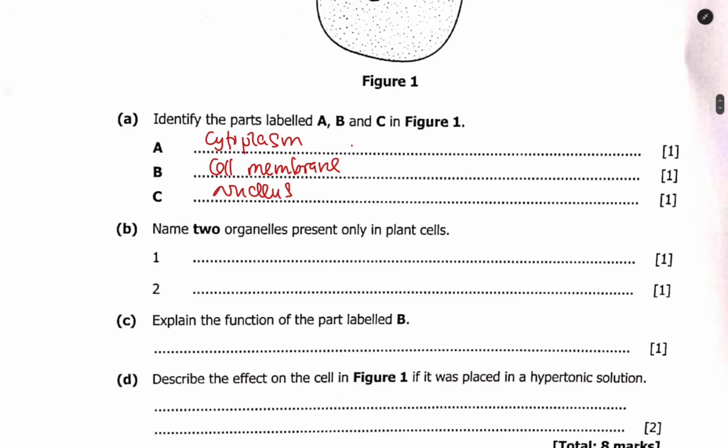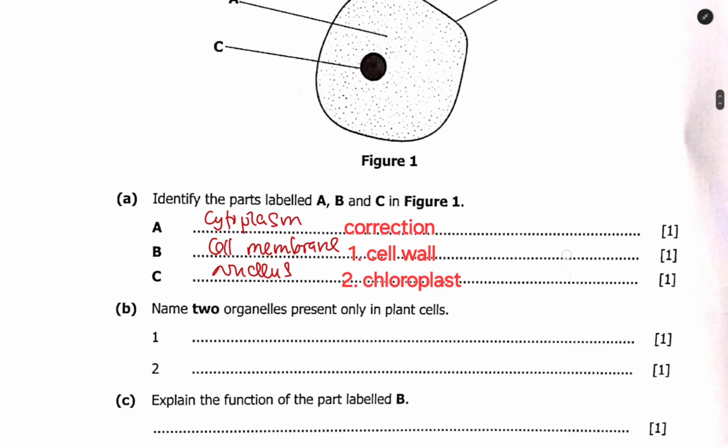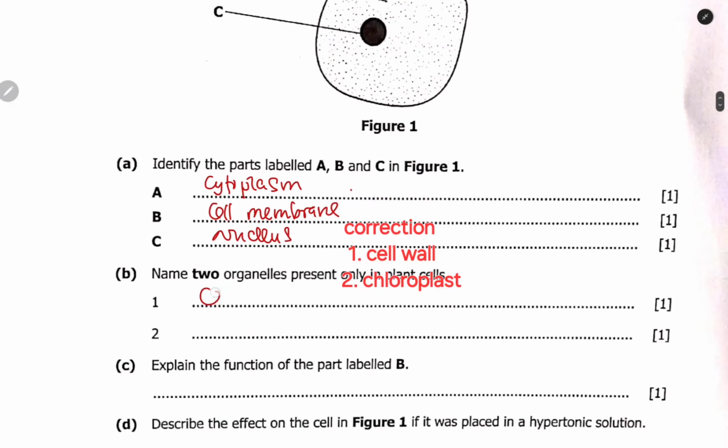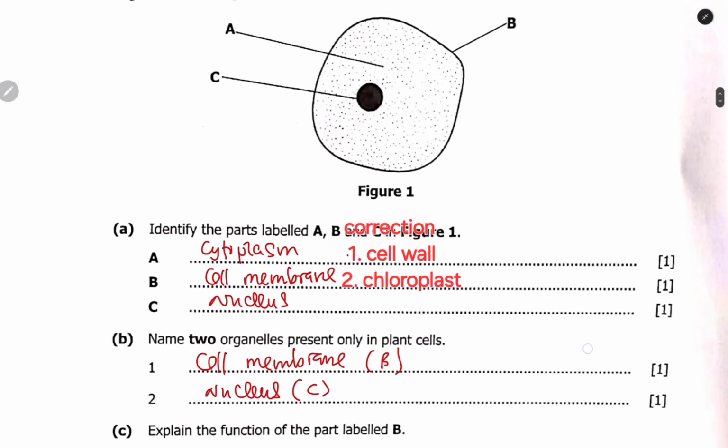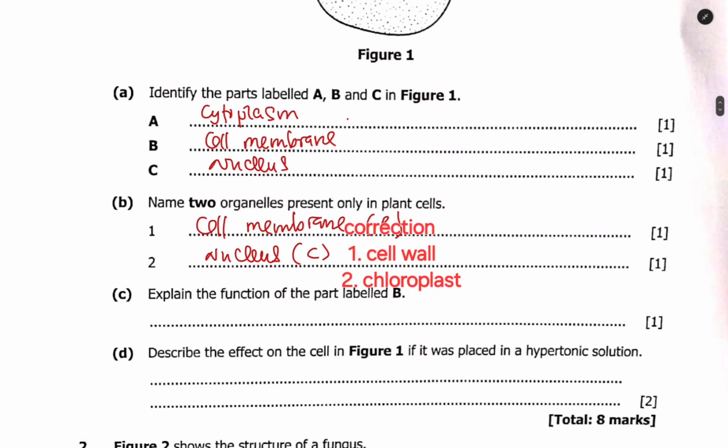Name the organelle present only in plant cell. What I'm simply asking you here is, of the parts that you have here, which of the 2 are found in plant cell only? So here you can talk of the cell membrane, which is B, and of course the nucleus, which is C. So you can put just these 2. But you know also that the cytoplasm is found in plant cell.